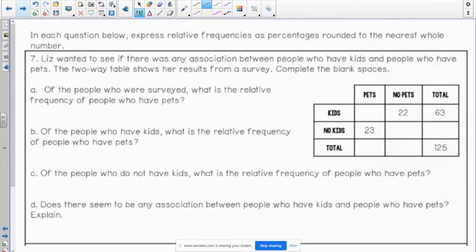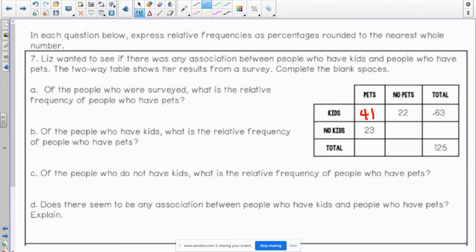Let's look at the next problem. It says, Liz wanted to see if there's any association between people who have kids and people who have pets. So the two-way table shows her survey. So we got to complete the table first, and then we can find some relative frequencies. So kids, I know there's 63 total. If there's already 22, that means if I take 63 minus 22, that's 41. So 41 kids have pets.